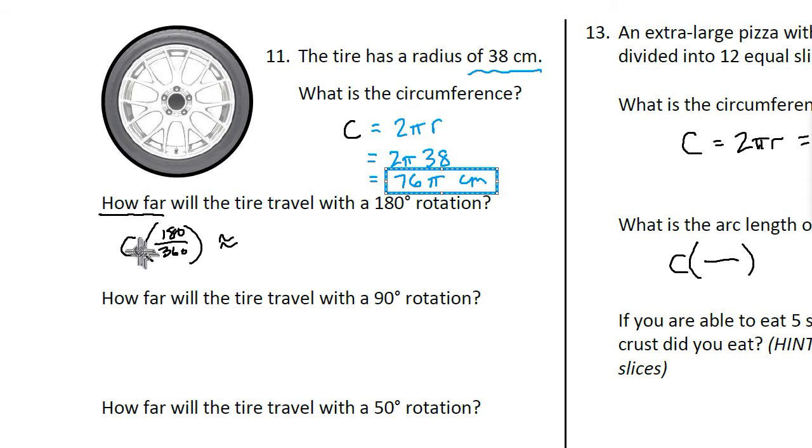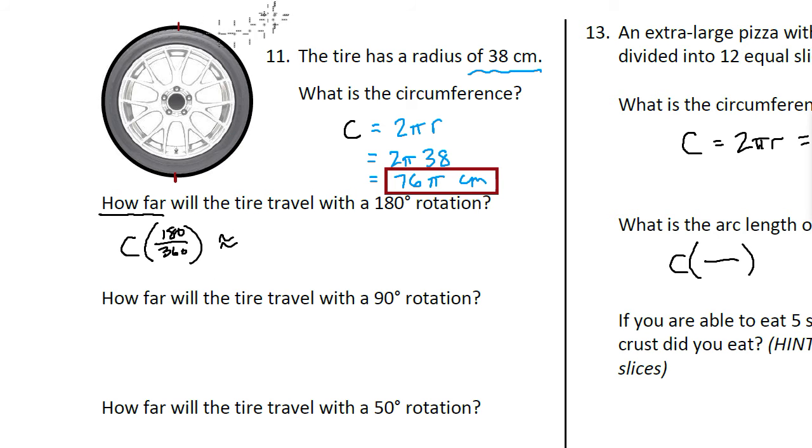All right, so here's what I wrote on my preview or my guidance. How do we find how far the tire will travel with a 180-degree rotation? Well, that means, let's say that we put a mark on the tire right here where it's touching the ground, and we're going to go 180 degrees. That means it's going to roll, roll, roll until this mark is also touching the ground. That's halfway around the circle, or 180 degrees.